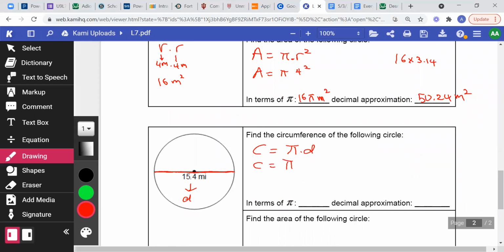And the diameter here is 15.4. So here C has to be 15.4 in front of pi. So you have 15.4 pi. And then it's in miles, so miles.